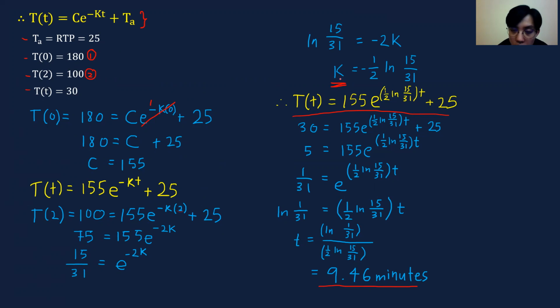We then put the value of K into our equation, which is the third equation, and we apply the third condition into the third equation, and then we can find the value of small t. So the time taken for the brownie to cool from 180 degrees Celsius to 30 degrees Celsius is 9.46 minutes. You can pause the video and understand how I obtained the value of t based on ODE equations.